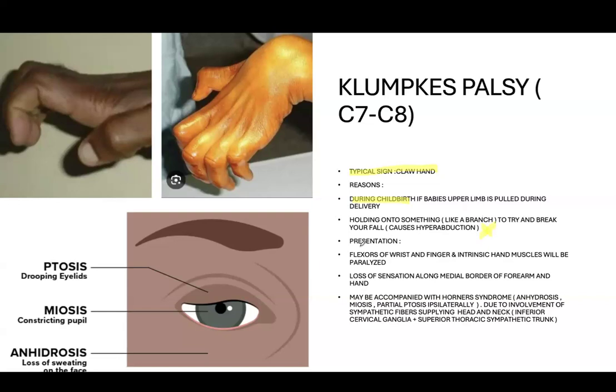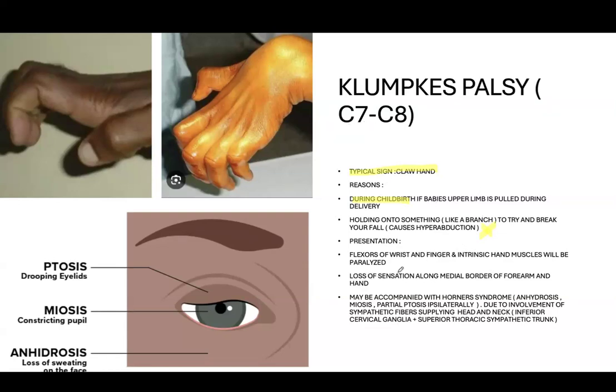Okay, so how it presents is the flexors of the wrist and the fingers and the intrinsic hand muscles will be paralyzed, which is why you see this kind of appearance. And this is obviously because of the nerves. Ulnar and median nerves are affected because those are the nerves that come out from C7, C8, or a major portion of them comes out from this section of the brachial plexus.